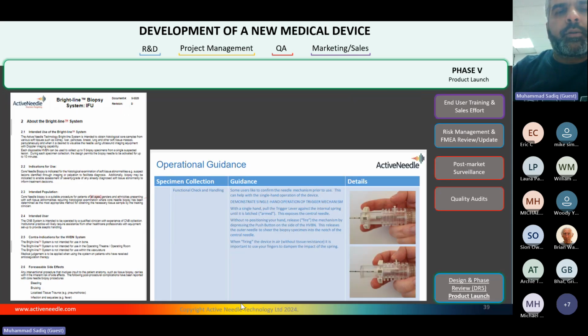Phase 5 is where you would look into launching the product. You would put together IFUs, and any presentation that you need to deliver to bring end users up to speed on how the device is to be used, etc. You would keep on doing the risk management side of things. Post-market surveillance becomes an important aspect, because once you have started selling the devices, you have to keep track of anything that may be going wrong with the device, and you have to work on them.